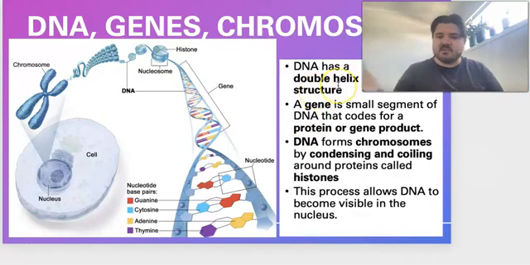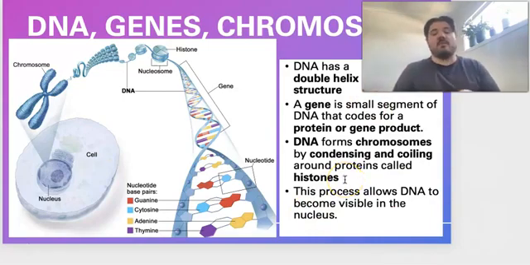So again, this slide here does talk about a couple of things. DNA is a double helix structure. A gene is a small segment of DNA that codes for a protein or gene product. So again, get that in your heads. A gene will code for something, whether it's a protein or another gene product. Okay. DNA forms chromosomes by condensing and coiling around proteins called histones. That's quite key there as well, right?